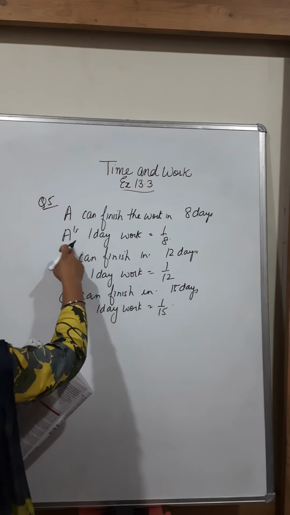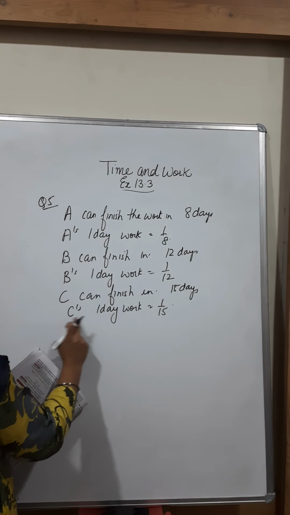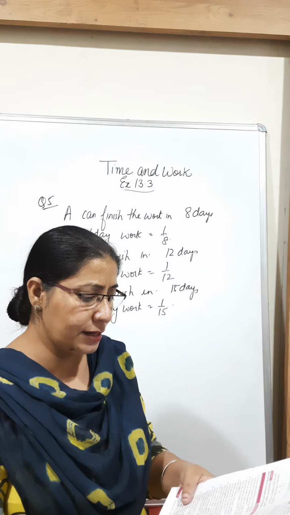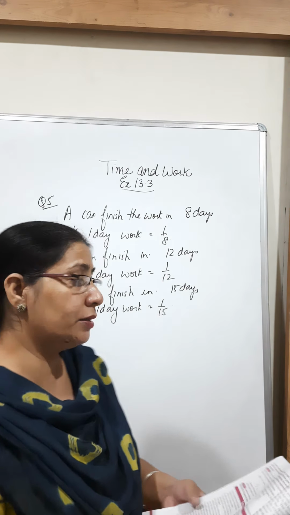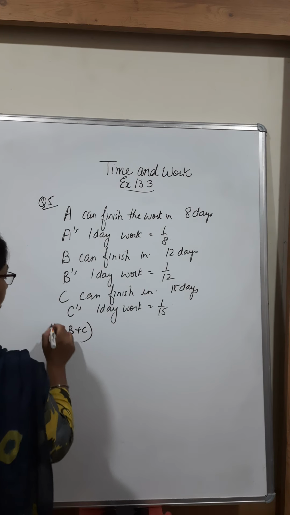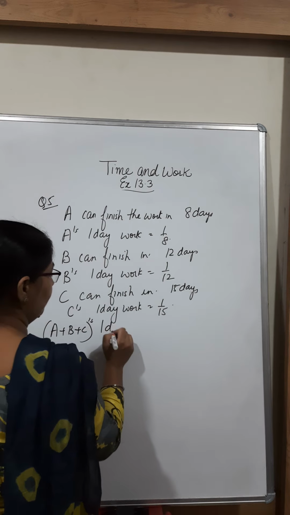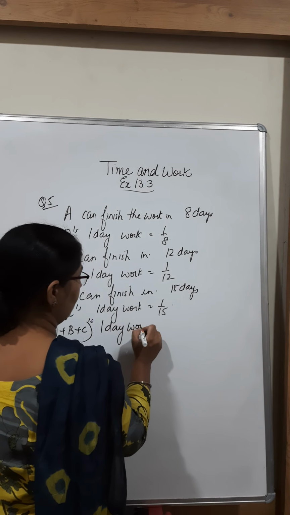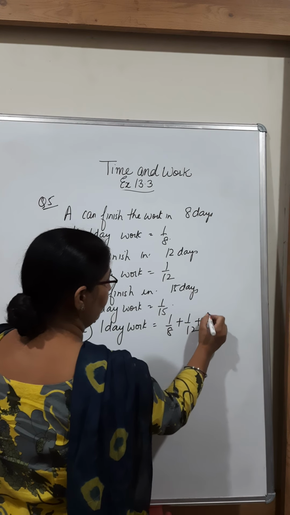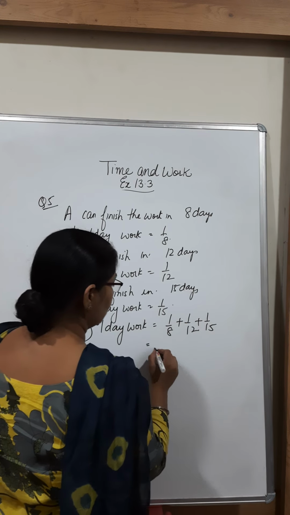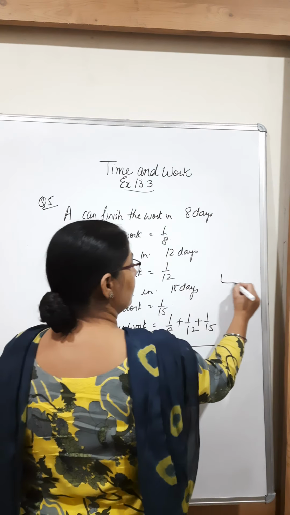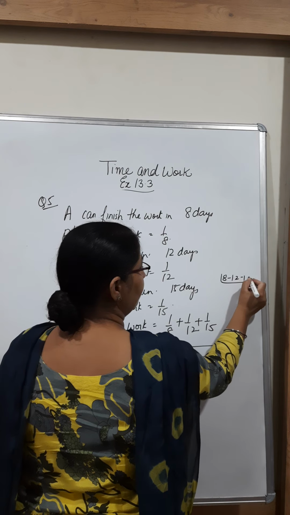Now you have A's 1 day work, B's 1 day work, and C's 1 day work. Now how long will they take if they all work together? So A plus B plus C all together 1 day work is equal to 1 by 8 plus 1 by 12 plus 1 by 15. So first of all, beta, as you know, you will be taking the LCM of 8, 12 and 15.